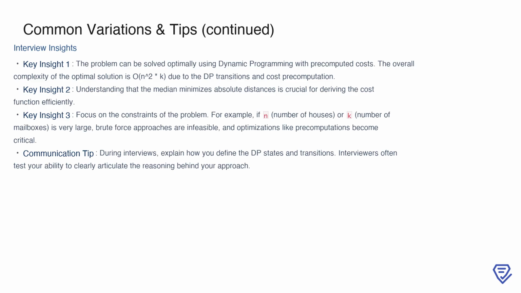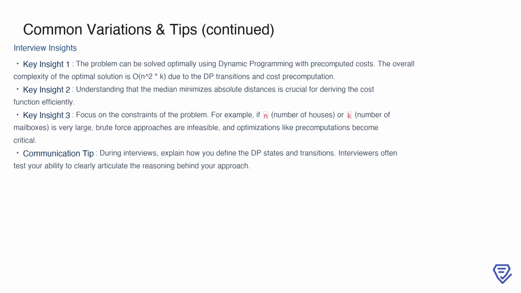There are key insights that can help you solve this problem optimally. First, the problem is best addressed using dynamic programming with pre-computed costs. This approach has a time complexity of O(n² * k), which accounts for both the DP transitions and the cost pre-computation. Second, understanding why the median minimizes absolute distances is crucial for deriving the cost function efficiently. This insight underpins the accuracy of your calculations.